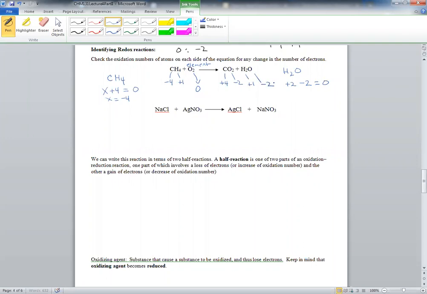So what happened here is, let's check if 2 elements have changed their oxidation numbers. Let's start with C. C looks like it went from -4 to a +4. That's a change. H did not change. +1, still a +1. O went from a 0 to a -2. So that's a change. Therefore, if there is a change in the oxidation numbers, then this would be a redox reaction.